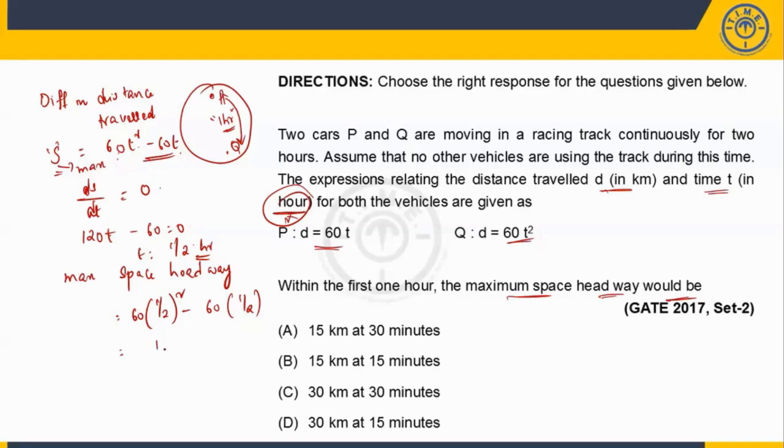60 into 1 by 4, 15. Minus 60 into 1 by 2, 30. That's minus 15. Very good. Minus 15 is right because that is nothing but the space.